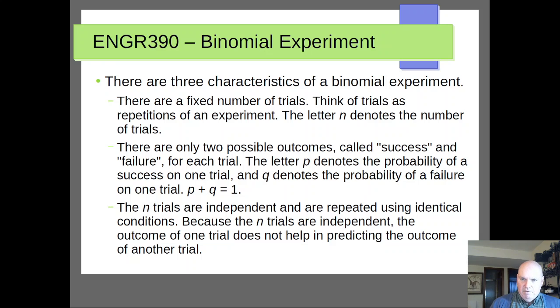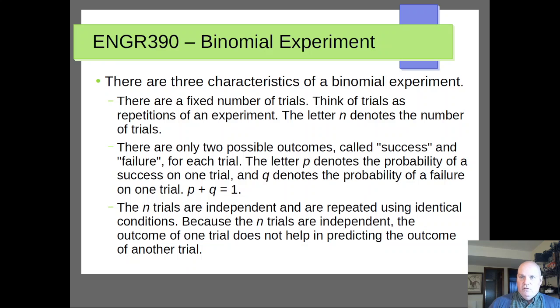And you have to have either a success or a failure. So P plus Q is equal to 1. So if you know one, you know the other. If P is equal to 0.7, Q is equal to 0.3, for example. And then the other condition for a binomial experiment is that the n trials are independent and are repeated using identical conditions. Because the trials are independent, the outcome of one trial does not help in predicting the outcome of another trial.